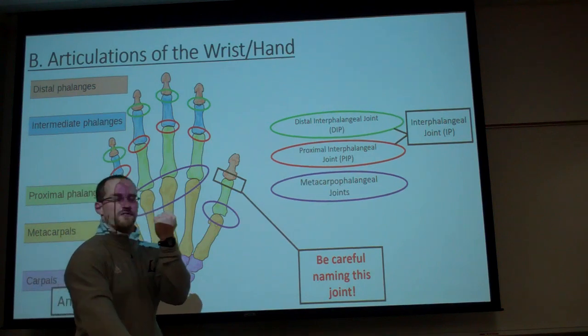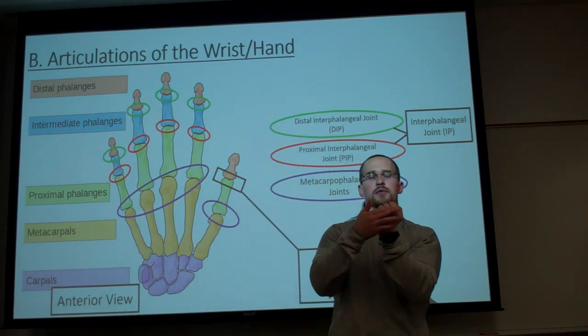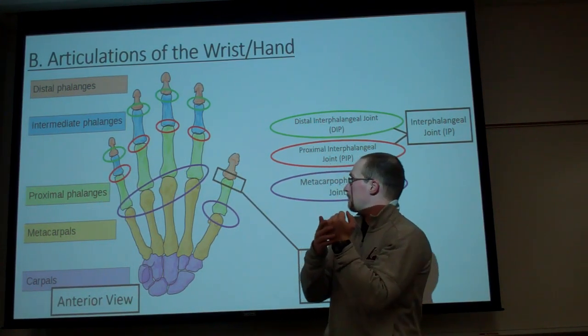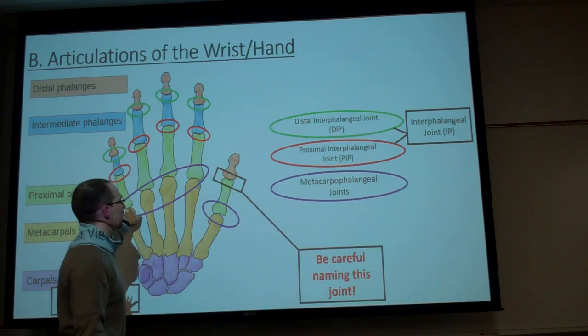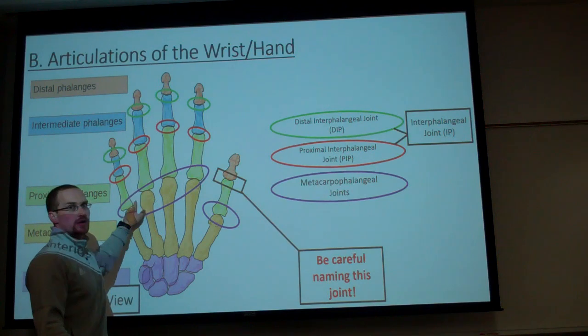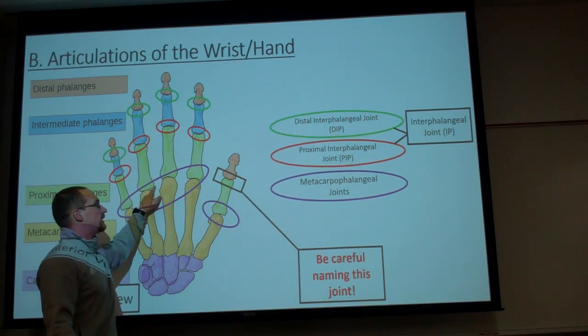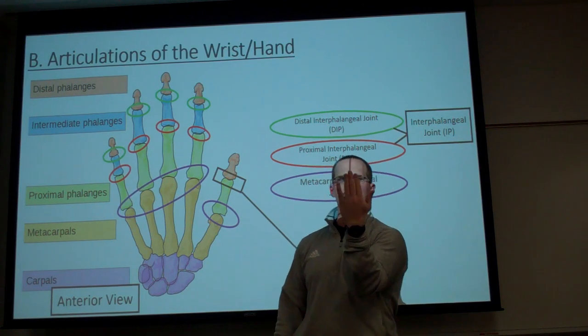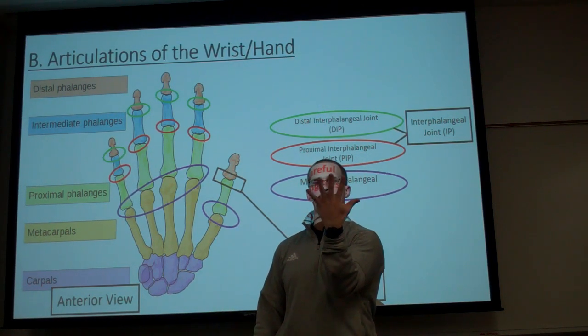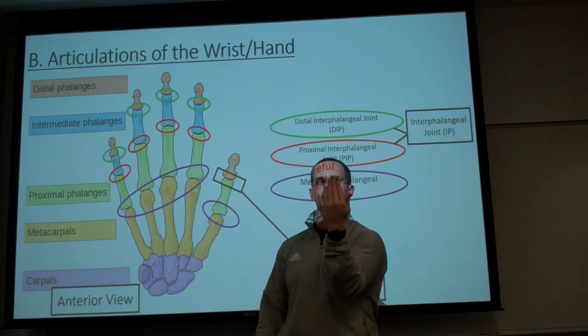Up here where you've got your first set of knuckles, that's going to be your metacarpal phalangeal joints. In purple here, so metacarpal phalangeal joints. Again, those are condyloid. You've got two different actions that can happen there. I can wave my fingers like this, and I can go out and in. So two different actions there.